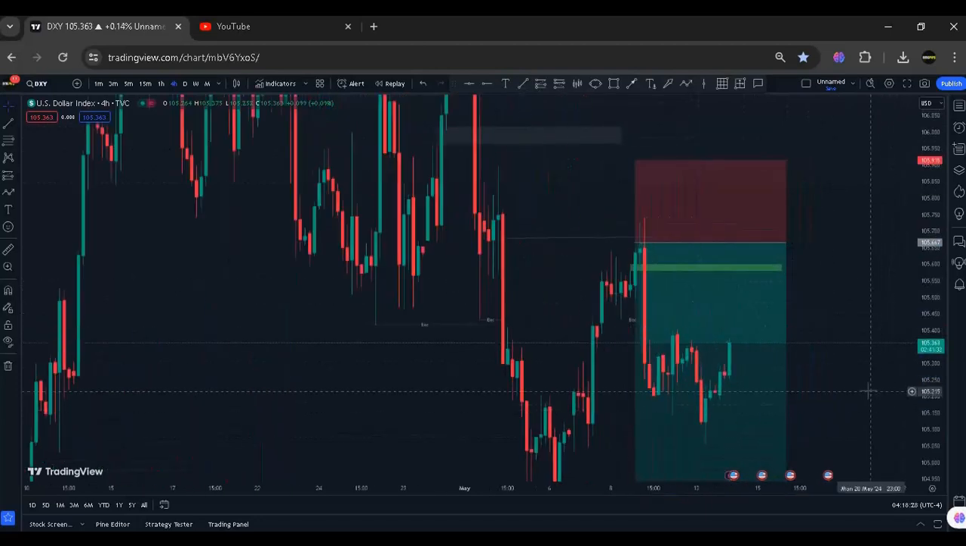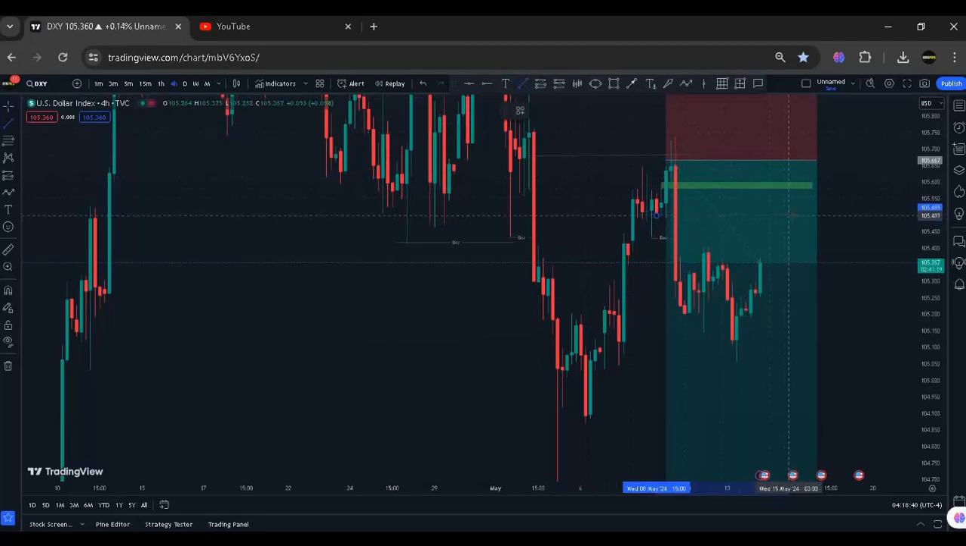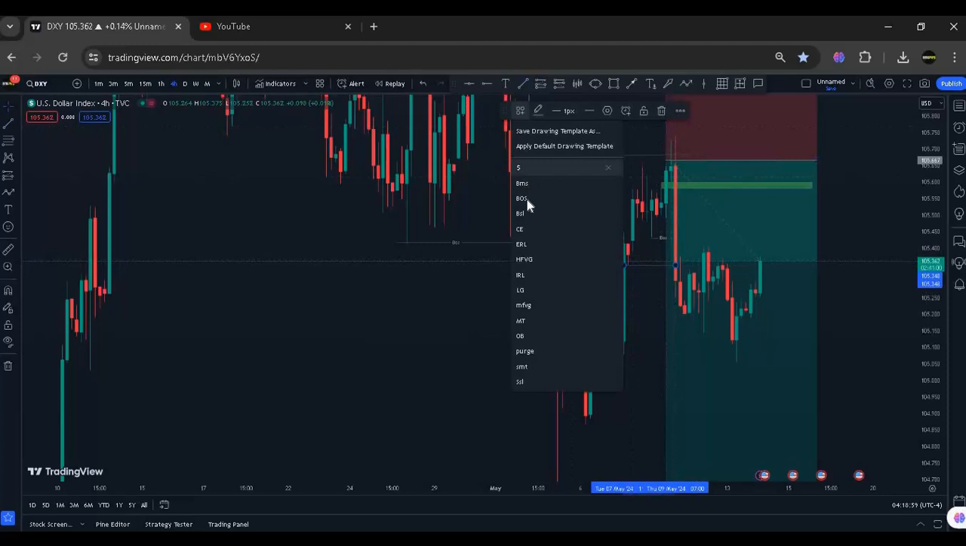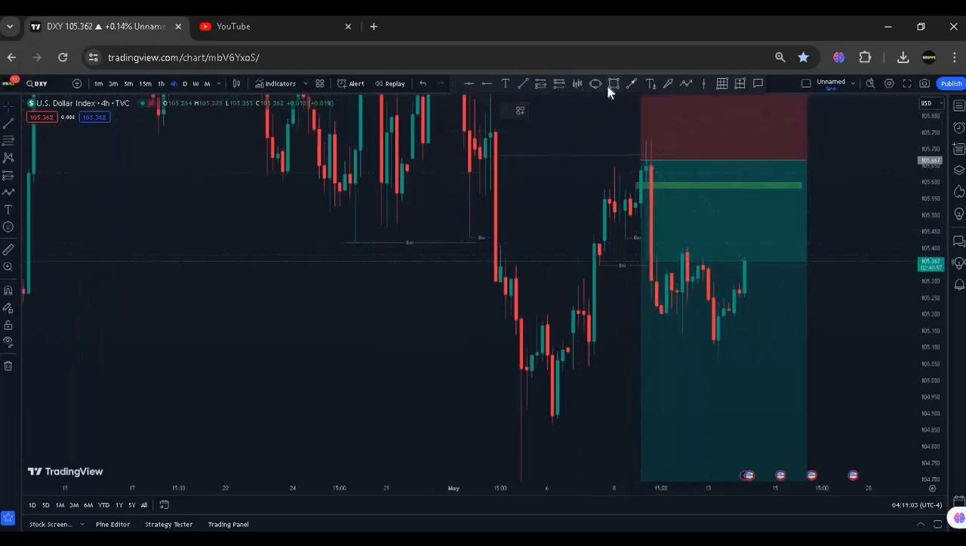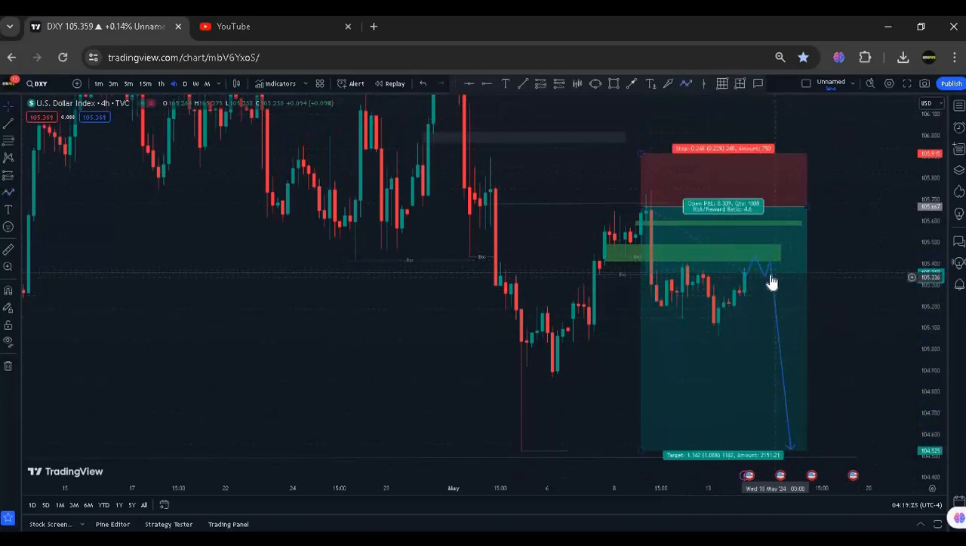But if it doesn't do that, then I'm going to look for it to come to this breaker block in here. Or actually, nah, I see what's happening. We have a break of structure right here, and another break of structure right there, and right before that break of structure we have this inverse fair value gap. I feel like this is where price is going to come to before it continues to the downside. So I'm looking for lower prices on DXY.